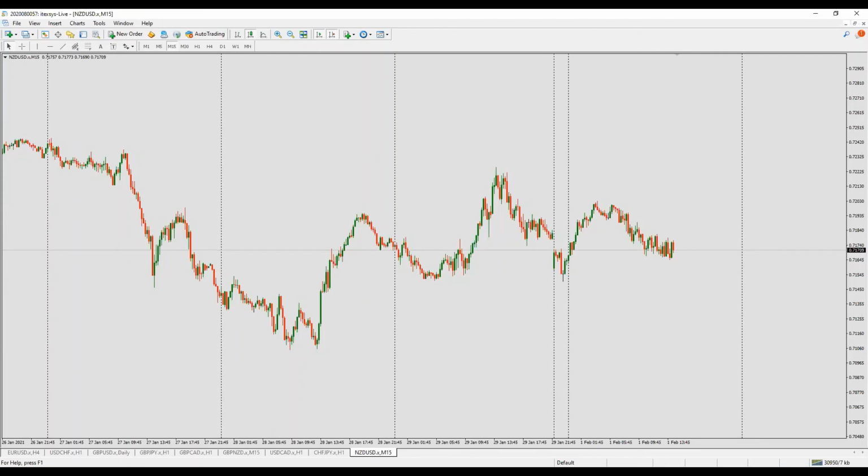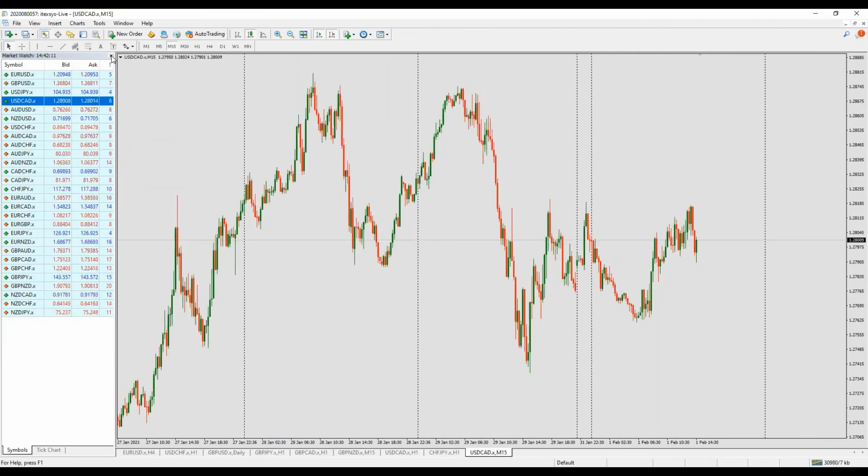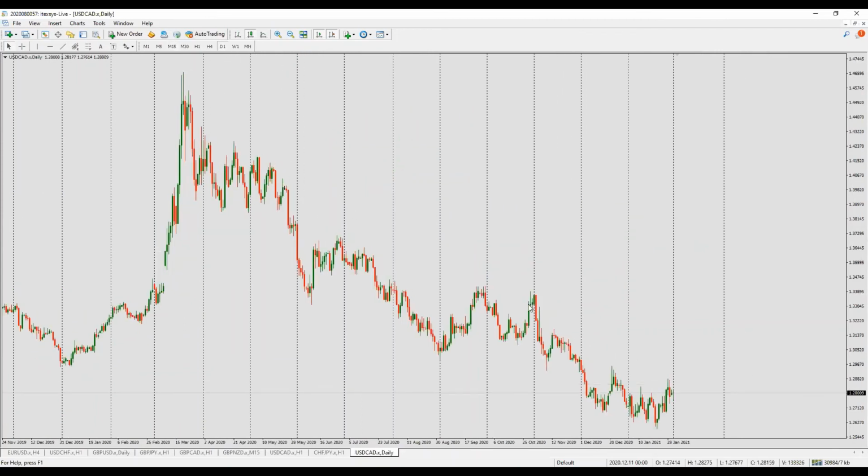The last one I'll take, as someone asked, is the New Zealand against the Swiss. No, sorry, the dollar against the Canadian. All right. This is the dollar against the Canadian. Let's start with the daily chart. We are in a bearish momentum, a very clear one, all the way down.